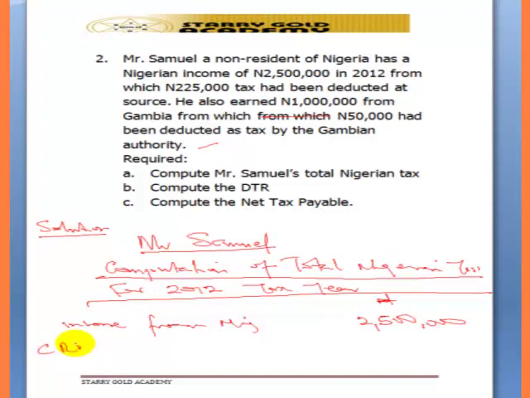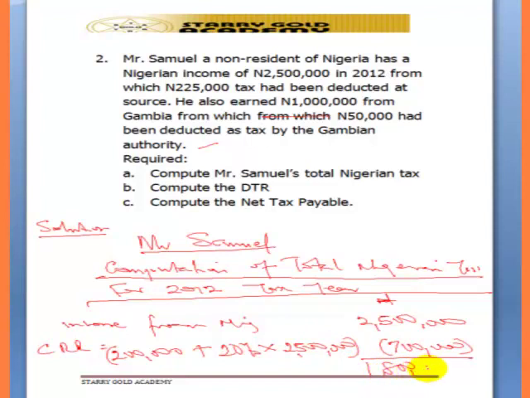Then consolidated relief allowance will be 200,000 plus 20% multiplied by 2,500,000, which is 700,000 naira. We deduct 700,000 naira from here, and we'll have a balance of 1,800,000 as the chargeable income.